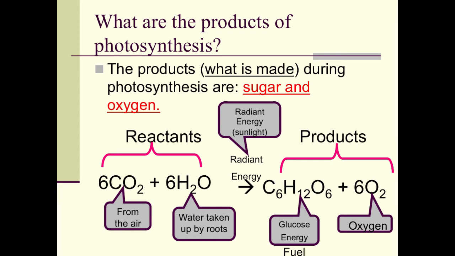So all plants take carbon dioxide from the air and water from their roots. They then also take the radiant energy in the form of sunlight to allow this chemical reaction to take place in the chloroplast of their cells, making glucose, C6H12O6. This is their energy. This is their chemical energy. From radiant to chemical, it's in glucose. And then oxygen happens to be made as a byproduct.